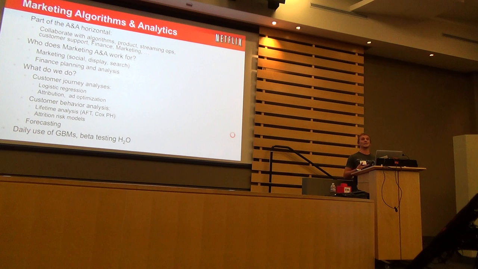So we use both GBM with cost proportional hazards and accelerated failure times, as well as some in-house kind of model. And finally, we do forecasting, which is basically time series analysis. Right now we are not using GBM, we could be using it in an autoregressive framework, but yeah. So what do you use for forecasting? We basically use just the ARIMA part of it, right?